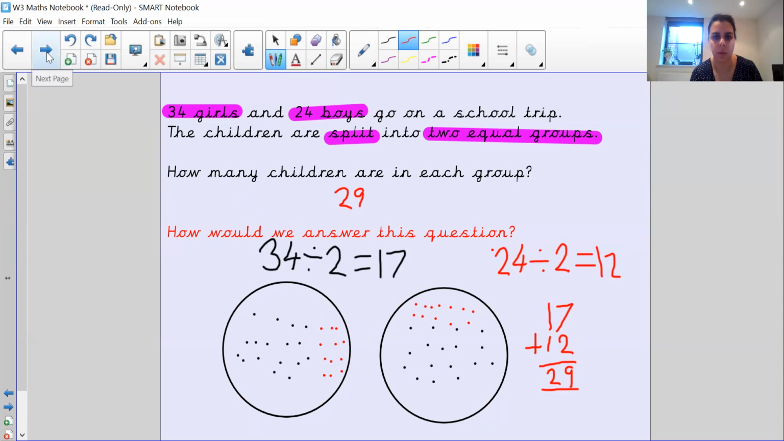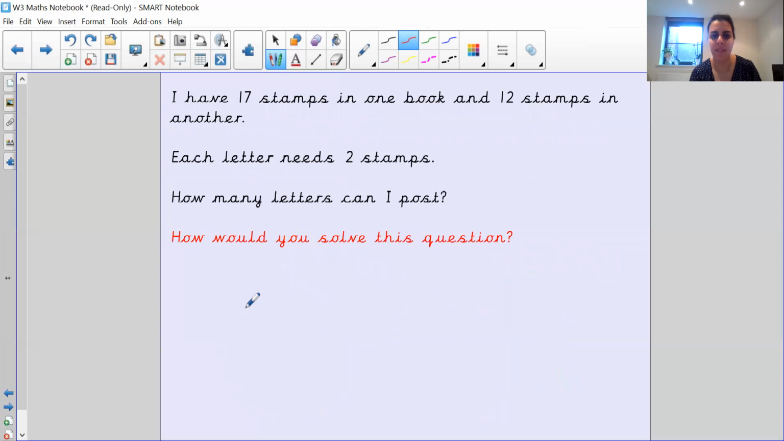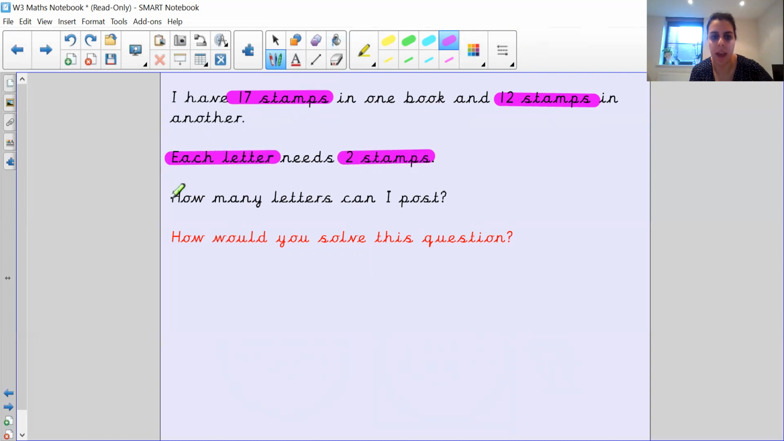Okay, let's have a look at the next question. I have 17 stamps in one book and 12 stamps in another. Each letter needs 2 stamps. How many letters can I post? Let's highlight the important parts of my question. I have 17 stamps in one book and 12 stamps in another. Each letter needs 2 stamps. And it says, how many letters can I post?